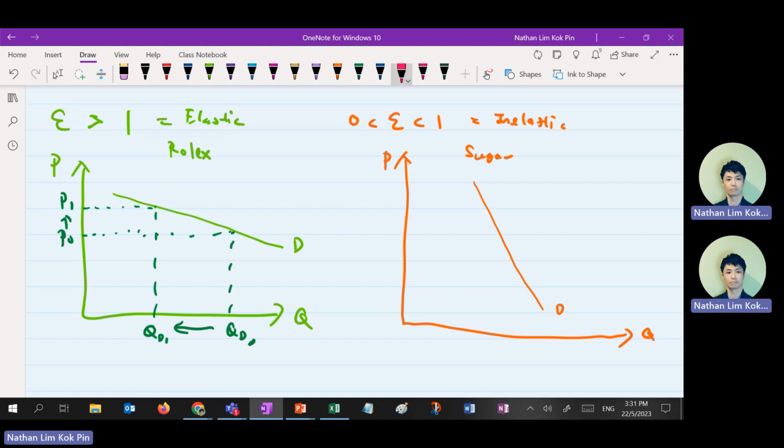For another one, I use the pink color with the orange together. Same width. If I draw inelastic with the same width, I draw the price increase. Same width means same percentage, makes sense. I'm talking about percentage, not other stuff. P0 increases to P1, the response is very, very little. Can you see that? This is another way for you to determine whether you are drawing the correct diagram or not.